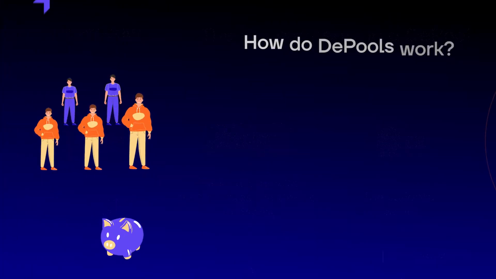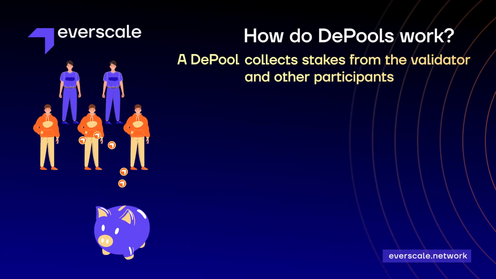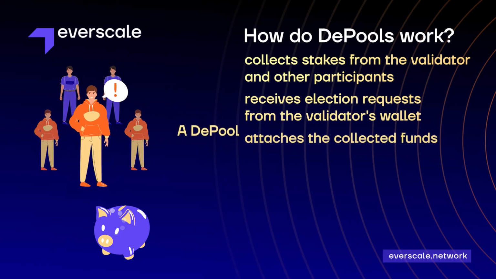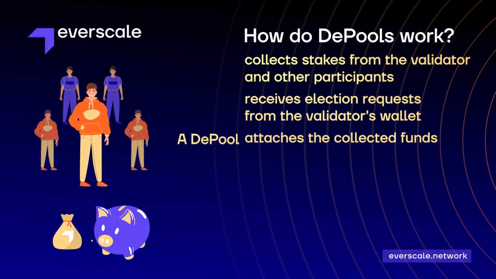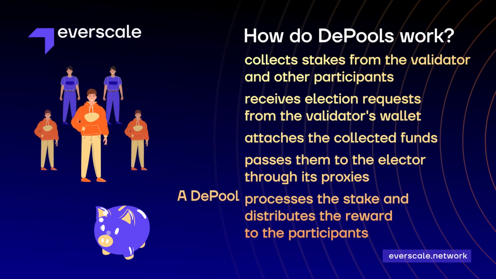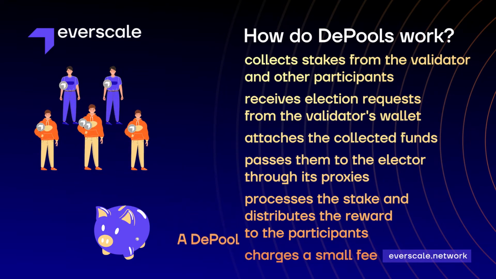The DePool itself collects stakes from the validator and other participants who are interested in investing in the validator. It receives election requests from the validator's wallet and attaches the collected funds, which it then passes to the elector through its proxies. When the elector returns the stake, the DePool processes it and distributes the reward to the participants. It charges a small fee on the DePool's total reward to cover the ongoing operating expenses of the node and the DePool.